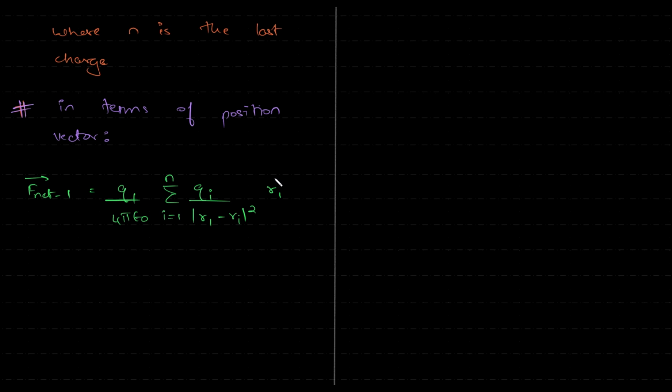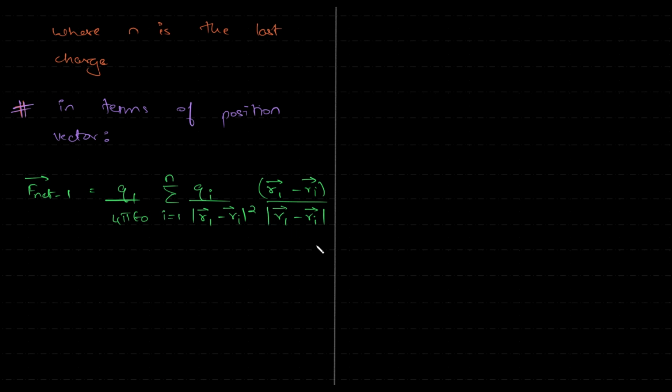Oh yeah, we have to divide it. So basically that would be your r1 minus ri. So this is your direction divided by the magnitude. So what will this give us? This will give us our unit vector.